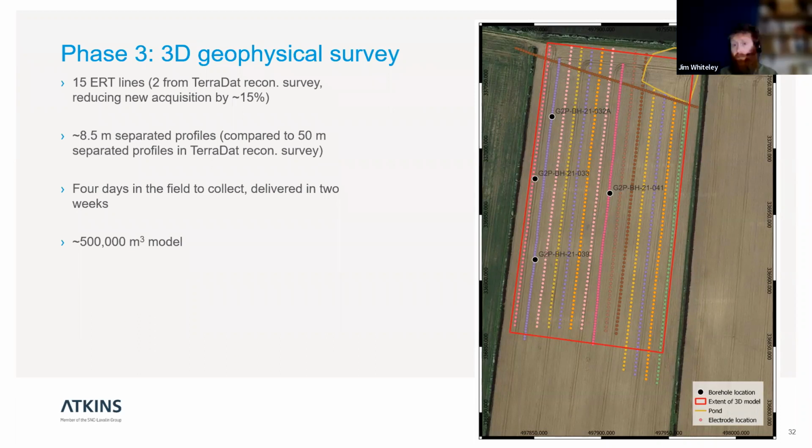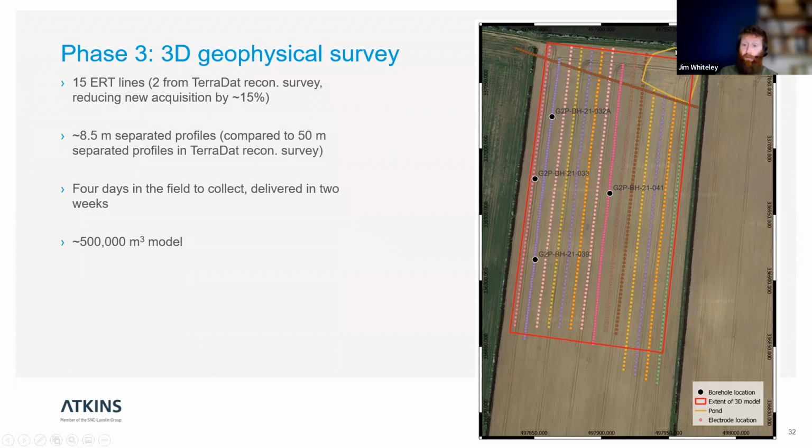So at this stage, this is where we're going to design our 3-dimensional ERT profile. You can see the lines here, which are slightly longer and shifted to the south. They're actually the original lines that were undertaken by Teradat. So we've reused that data in this acquisition, and that reduces the amount of data we need by about 15%. So we're able to build on the data we've already had, and that can be included in the 3D model.